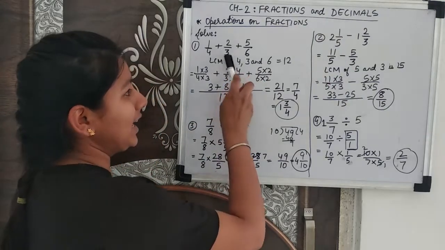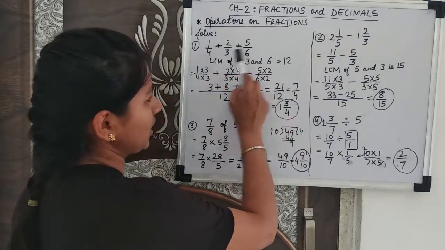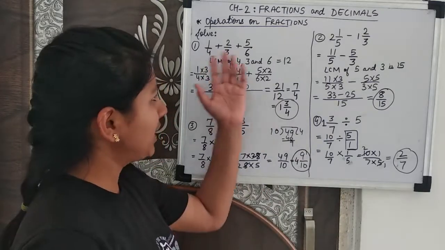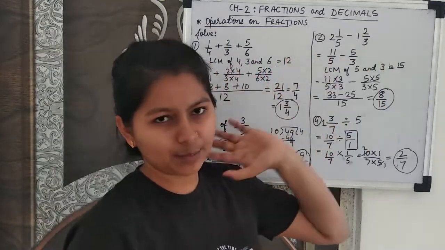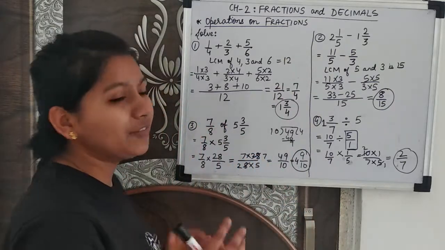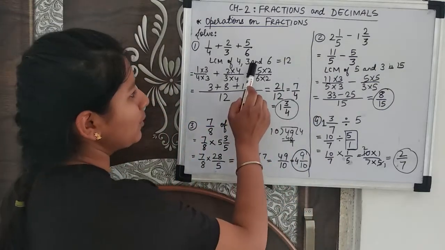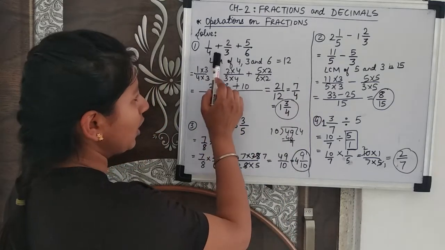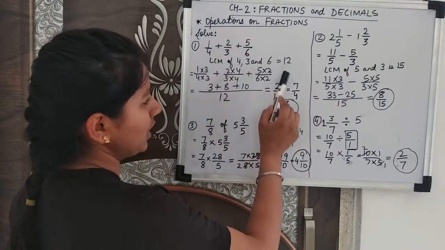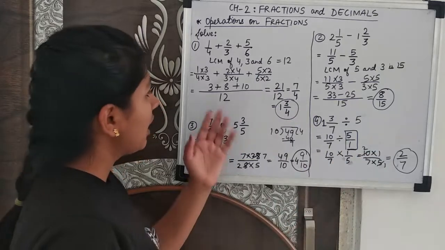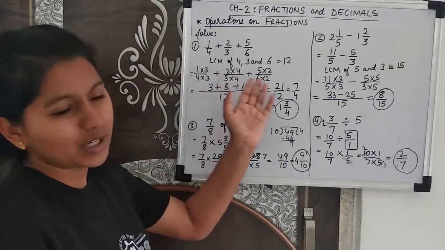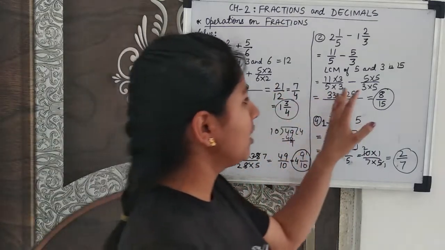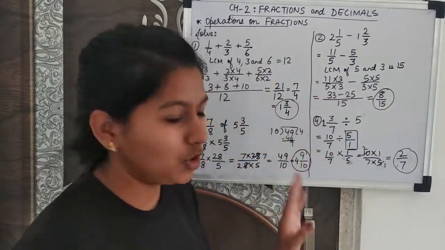Second point, in addition and subtraction, we are checking the denominator. If it's same, well and good, simply add the numerator or simply subtract the numerator. But if it's not same, then what I am doing, I am taking LCM. Then I am making all the denominators equal to LCM in both the cases. Accordingly, the numerator will also change. Then we will simply add the numerator or simply subtract the numerator.